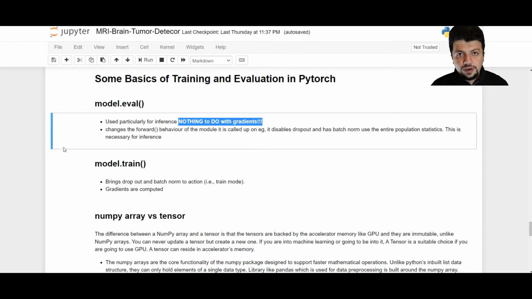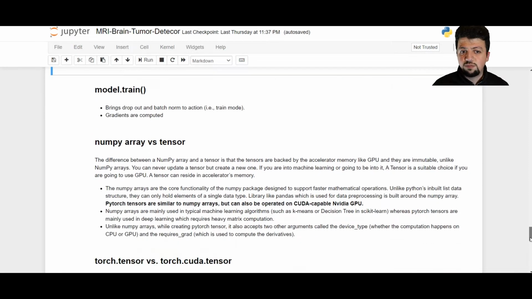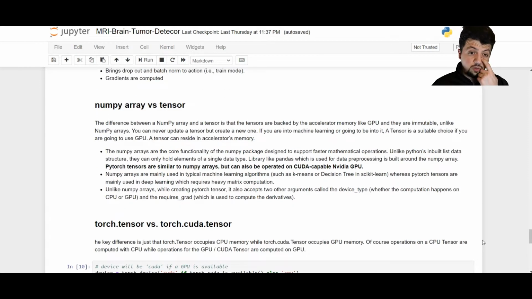Now, there are other ways to turn off the computation of gradients during testing of your model. And it's not model.eval, okay? So that's lesson number one to take away from this. The other thing is, we'll be talking a lot about tensors. And so far, we've been mostly working with NumPy arrays, right? So what's the difference between a NumPy array and a tensor?